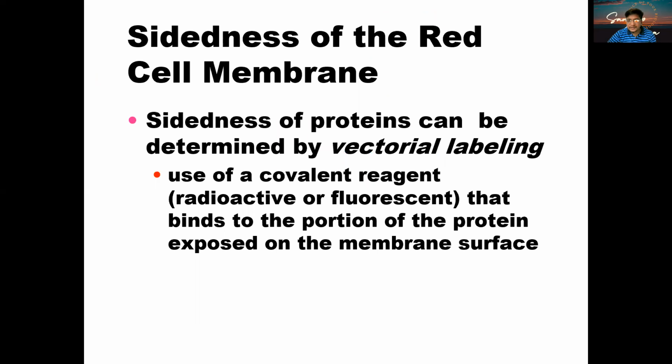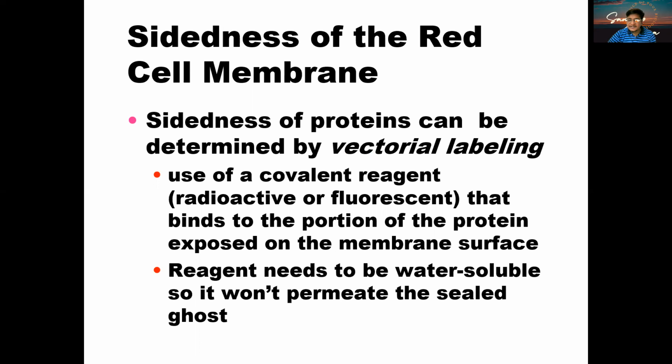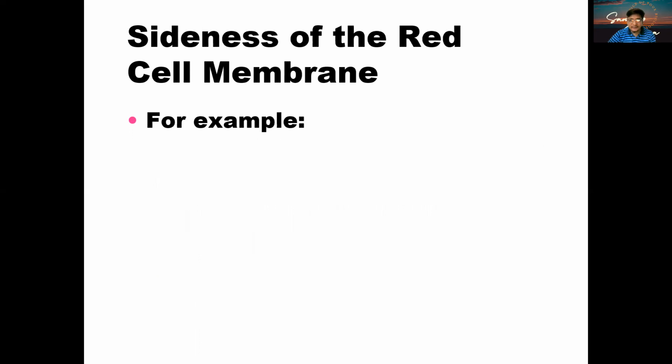Now, how do we study the protein? The sidedness of the protein can be determined by vectorial labeling. We use a covalent reagent, which could be radioactive or fluorescent, that binds to the proteins exposed to the membrane surface. The reagent needs to be water soluble so it won't permeate the seal, because if it is hydrophilic, it will not go inside the cell or inside the vesicle.